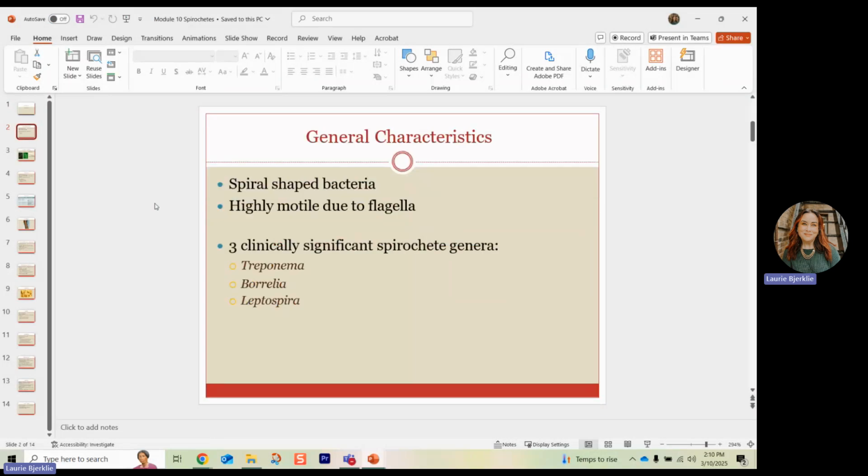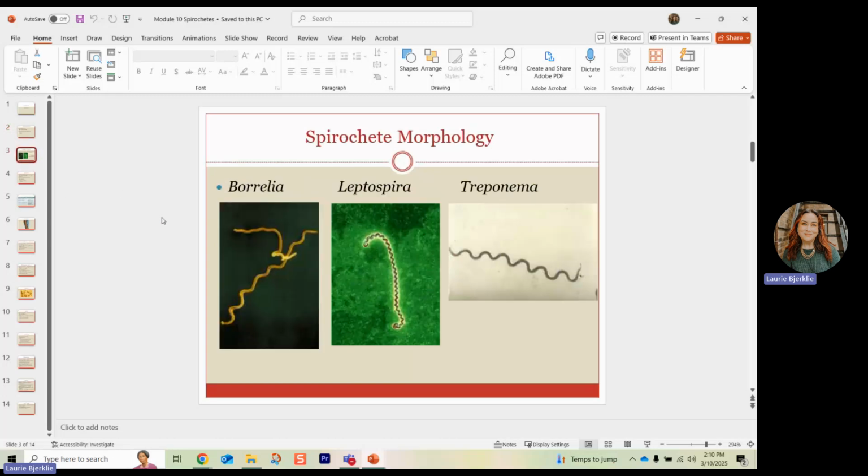And so as the name implies, of course, the bacteria that we'll discuss in this are all spiral-shaped or spirochete bacteria. They're very motile, they all have flagella. And so there's really 3 genuses that we'll focus on: Treponema, Borrelia, and Leptospira. So this is kind of the way that they look.